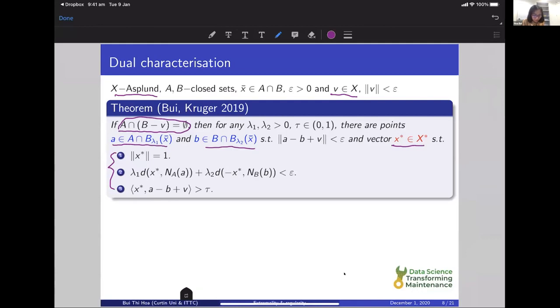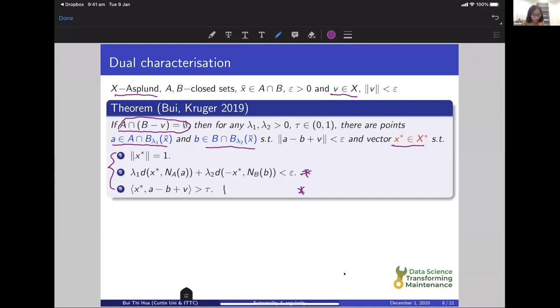The first condition makes sure that x star is not trivial, is not zero. The second condition bounds the distance between x star and the normal cone of the set at the points a and b. The third condition is the most interesting condition because this hasn't appeared in the extremal principle. This one defines the direction of x star.